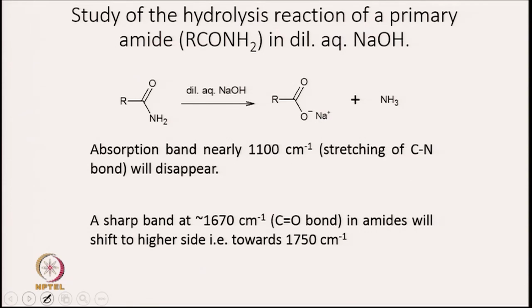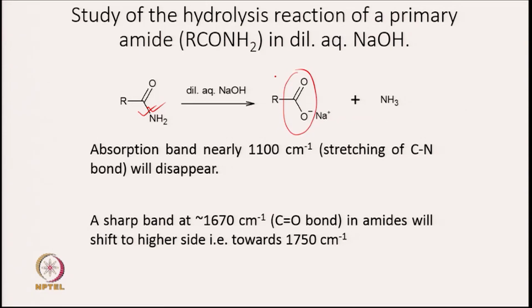So, you can see that there is an NH2 group and there is a CN bond. This CN bond absorbs around 1100 centimeter inverse, and this is in the reactant, and now that is missing in your product. In the product you have the keto group converting to this COO minus group.